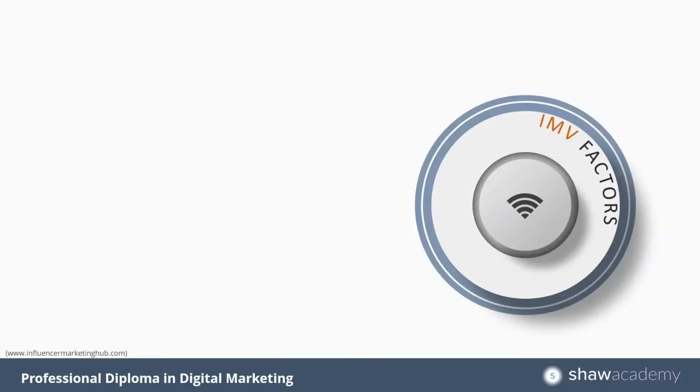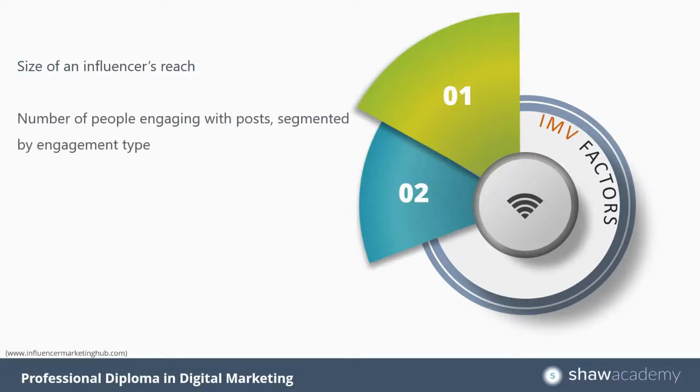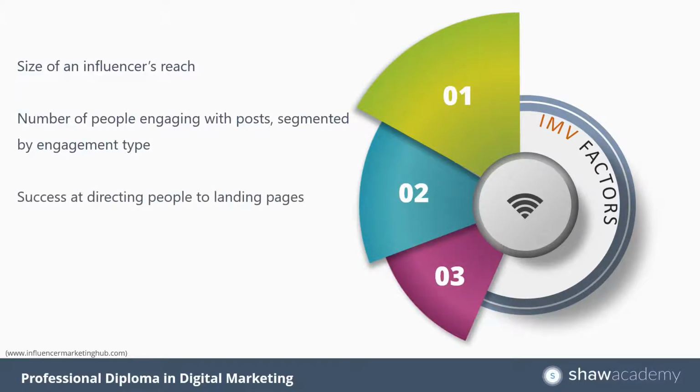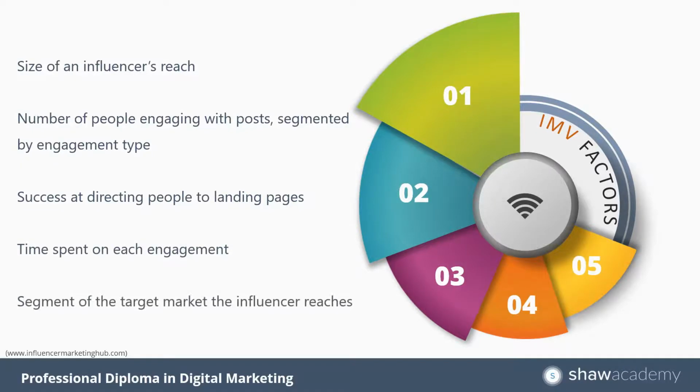The other factors that are taken into consideration when calculating IMV are the size of an influencer's reach, which I think we've covered quite a bit now, the number of people engaging with posts segmented by the engagement type, so whether it was a like, a comment, or a share, etc. The success at directing people to landing pages, so in paid media terms, it would be the click-through rate, the CTR, the time spent on each engagement, and the segment of the target market that the influencer reaches.